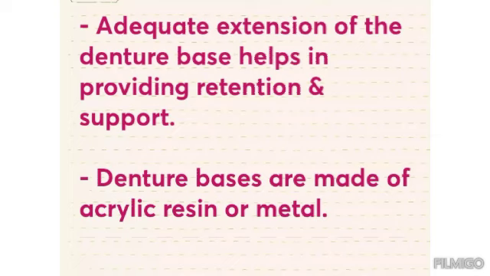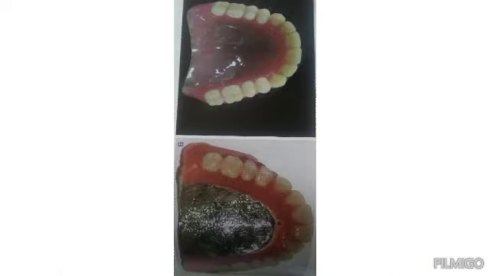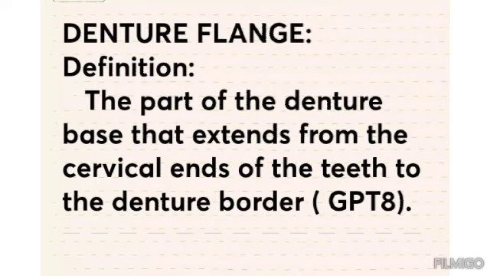So the adequate extension of the denture base helps in providing retention and support. Denture bases are made of acrylic resin or metal. Usually we give patients an acrylic resin made CD. If the patient needs more stability of the CD, then go for metal. The first picture shows the acrylic and the second picture has the metal base plate.